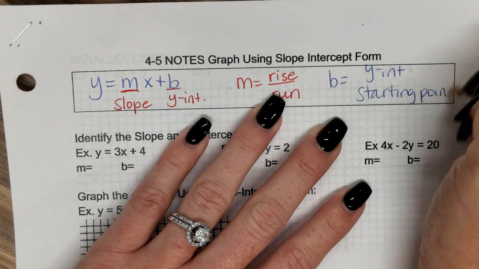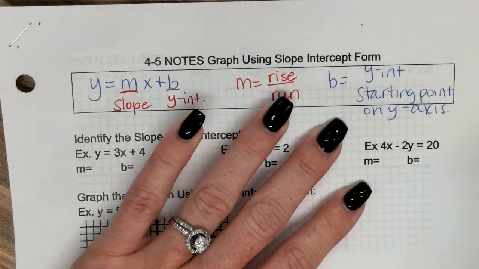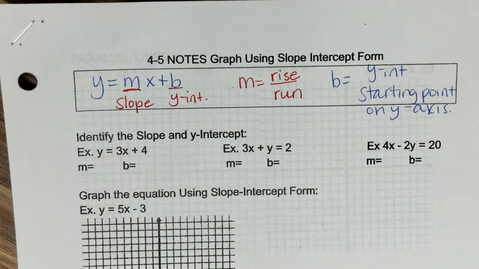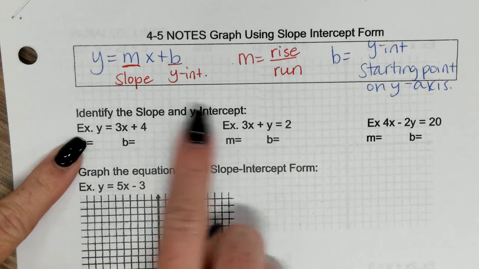And it's where it touches the y-axis. So it's your starting point on the y-axis. So if I ever ask you to graph an equation using the slope and the y-intercept, the first thing you have to do is find the slope and the y-intercept. So let's look at an example, this one right here. This first part just says identify the slope and y-intercept.